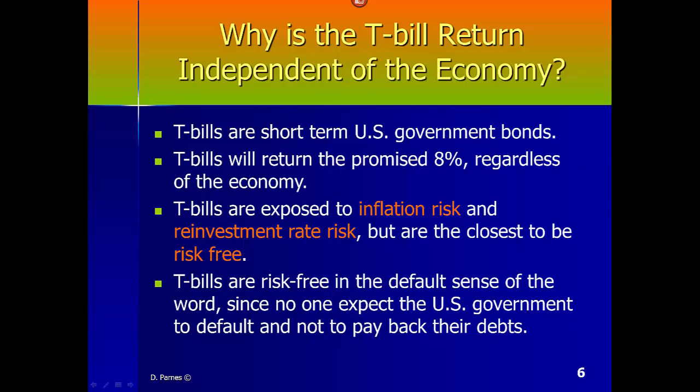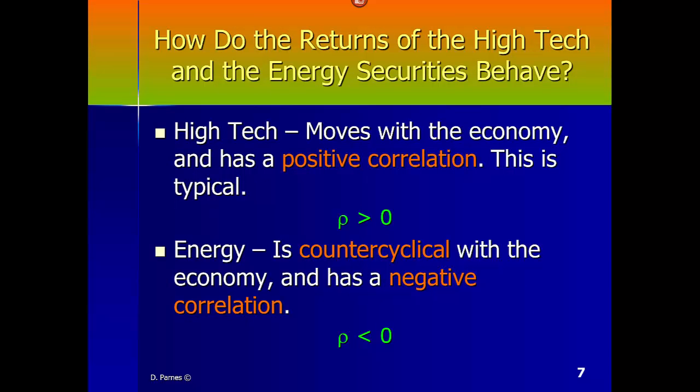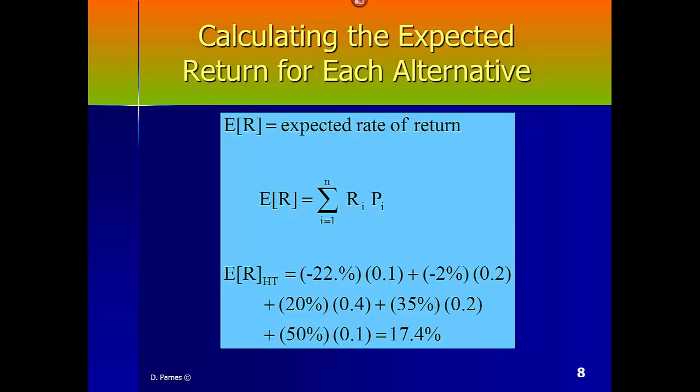All right, what is T-bill? Here I give a quick example, a quick explanation about T-bill, but we will see that in greater details later on. How did the returns of the high-tech and the energy securities behave? We already discussed that. We saw that energy and high-tech are negatively correlated between them. Rho is negative between them, simply because an energy stock is a counter-cyclical stock.